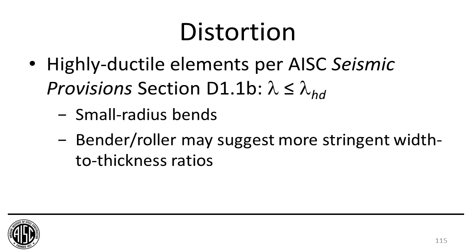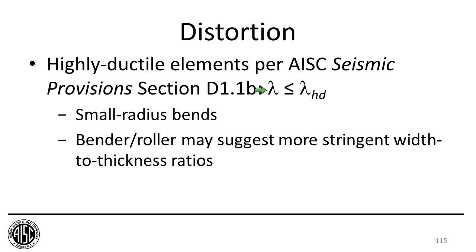Okay, we'll take it one step further. If you're like me, I'm on the East Coast, so I don't do a lot of seismic design, but if you look in the AISC seismic provisions section D1.1b, there's a thing called lambda sub HD, which means highly ductile, and it's more stringent than lambda sub p. So I decided to take advantage of those too and take a look at the data that I was just talking about on the last slide. So if lambda is less than or equal to lambda sub HD, that's good for a small radius bend.